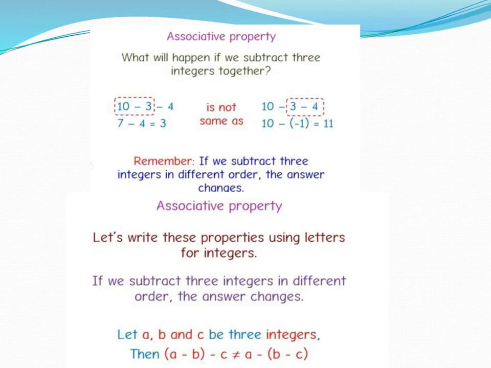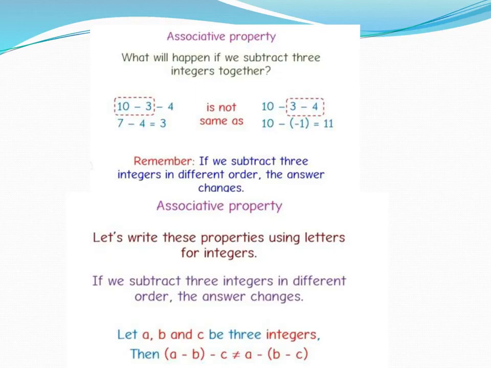Now we change the order. Suppose we take 10 - (3 - 4). What is contained in that bracket? 3 - 4, which is -1. Then 10 - (-1) is 10 + 1, because minus into minus is plus. Then 10 + 1 equals 11. Here the difference is changed in both cases. So if we subtract three integers in a different order, the answer changes.